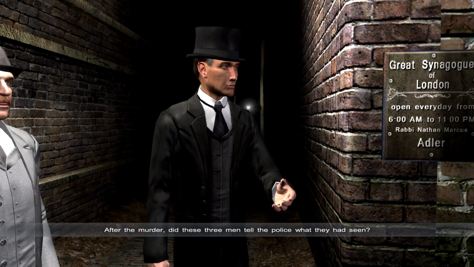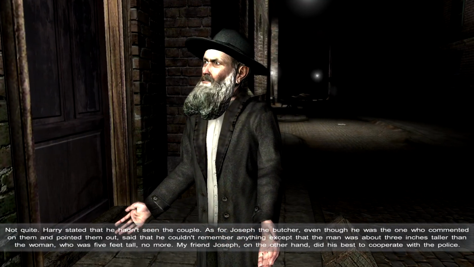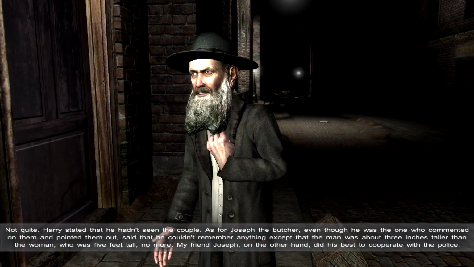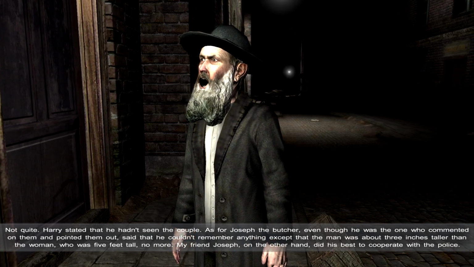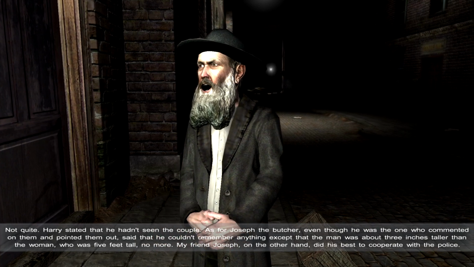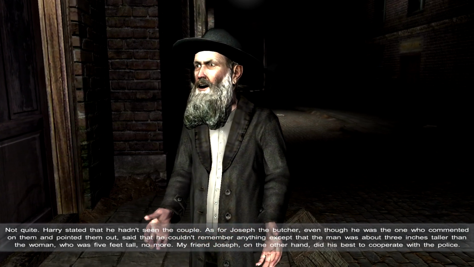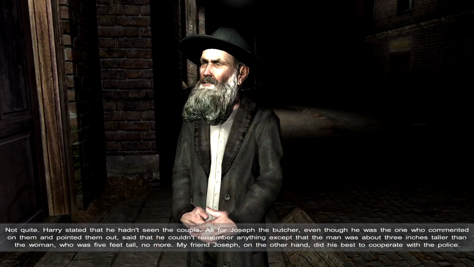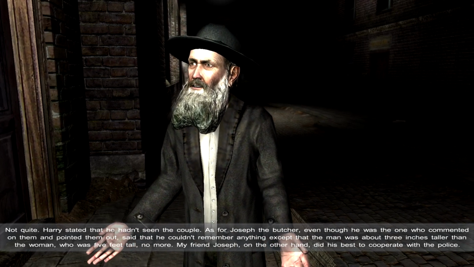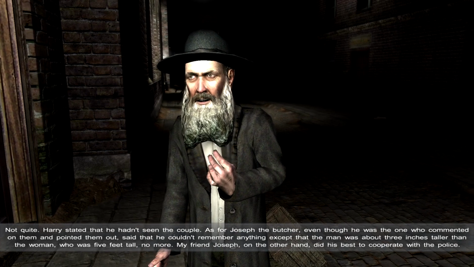After the murder, did these 3 men tell the police what they had seen? Not quite. Harry stated that he hadn't seen the couple. As for Joseph, the butcher, even though he was the one who commented on them and pointed them out, said that he couldn't remember anything except that the man was about 3 inches taller than the woman, who was 5 feet tall, no more. My friend Joseph, on the other hand, did his best to cooperate with the police.